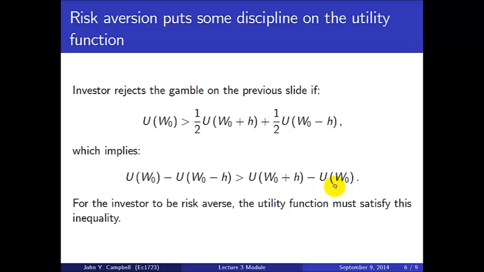Now, in general, you'd have to adjust for the probabilities of those two things, but in this example, I've chosen the probabilities to be equal. That's why the 1/2s disappear when I multiply through by 2. Okay, so for the investor to be risk averse, the utility function must satisfy this inequality, that the pain of losing exceeds the pleasure of winning.